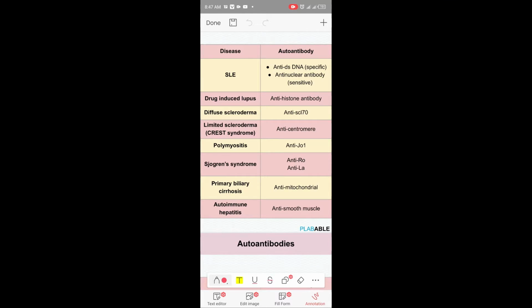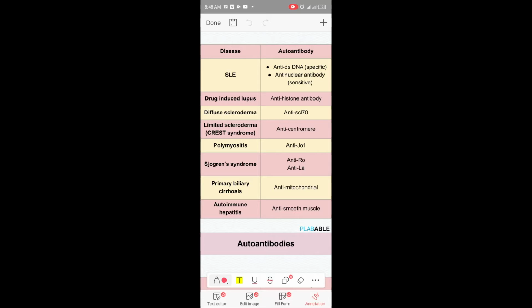99% of the patients in SLE have ANA antibodies, but ANA is not specific. It is there in most of the rheumatological and autoimmune diseases. Sometimes they just change the options: there is no anti-dsDNA, there is no Sm, but there is ANA. In that case, you need to choose ANA over here.